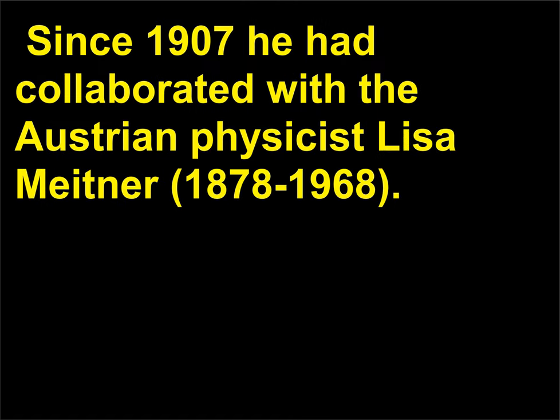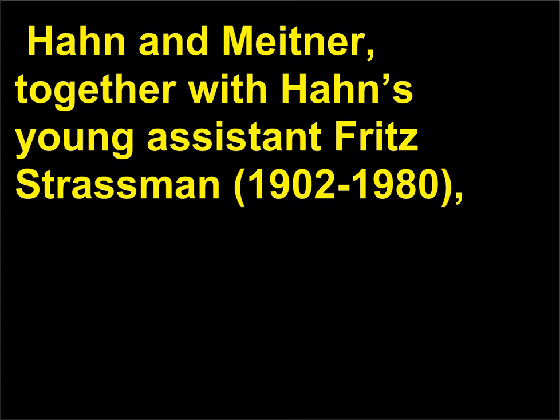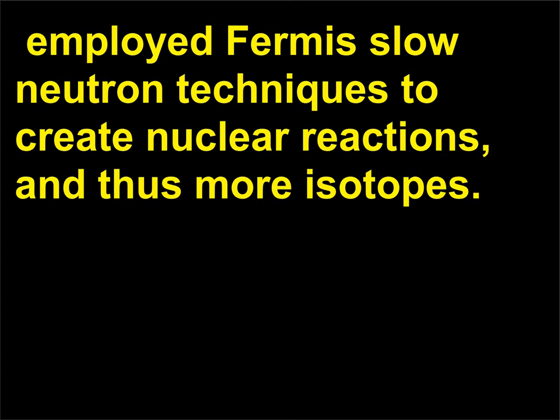Since 1907 he had collaborated with the Austrian physicist Lise Meitner, 1878-1968. The teamwork between a physicist and a chemist was a great advantage. Hahn and Meitner, together with Hahn's young assistant Fritz Strassmann, 1902-1980, employed Fermi's slow neutron techniques to create nuclear reactions, and thus more isotopes.